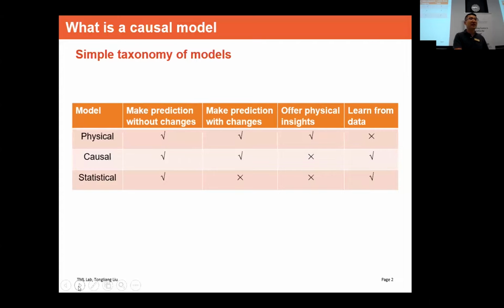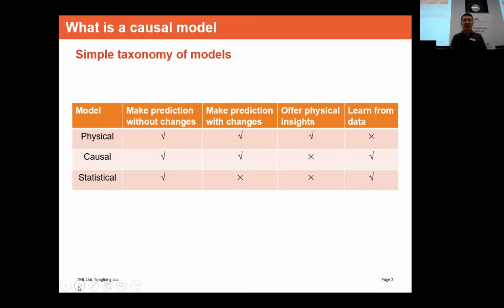A physical model usually is a set of coupled differential equations, and it offers insight into a physical system. For example, it can be used to make predictions if there's some change in the system. If we put some intervention into a physical system, we can still make predictions. But the physical model is usually very complex. It's very difficult for us to learn the physical model from data, and usually a physical model needs human experts to come up with it.